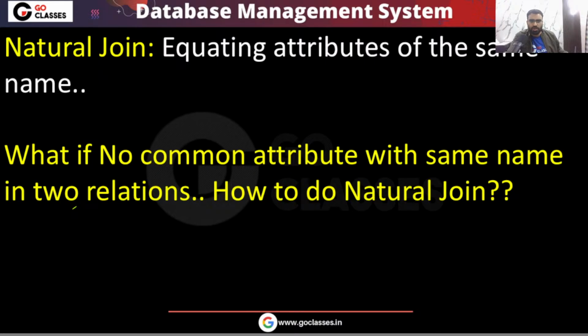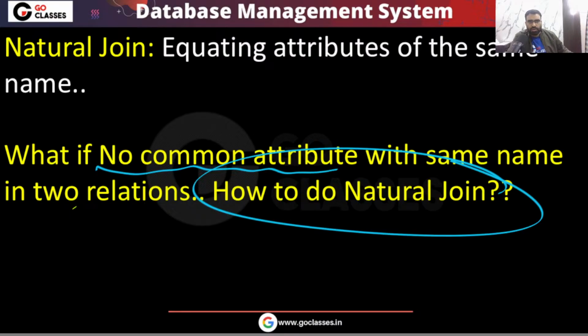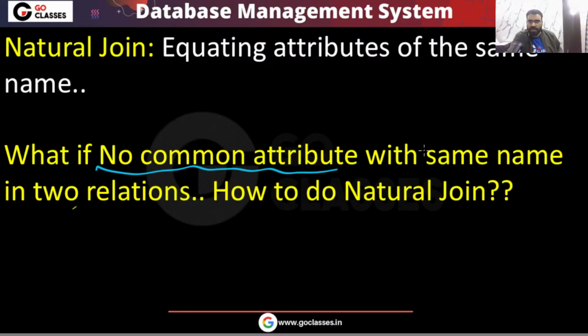So in the natural join, we equate the attributes of the same name. What if there is no common attribute? You might be thinking that if the two tables have no common attribute name, then how to do the natural join? What if there is no common attribute with the same name in two relations, then how to do the natural join? So let me tell you the answer.